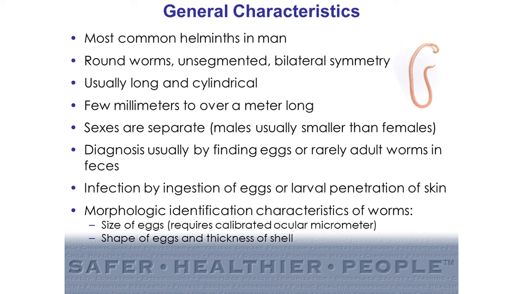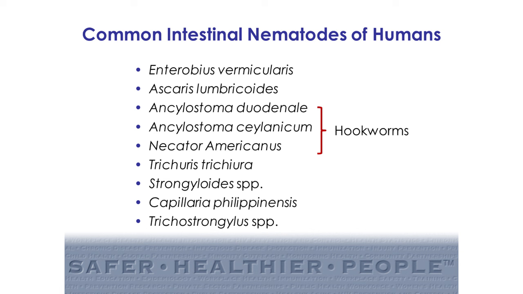An infection with nematodes is acquired either by ingesting eggs or by larval penetration through the skin. The eggs are identified by their size, their shape, thickness, or color. The phylum of nematodes is the second largest phylum in the animal kingdom. It includes up to 500,000 species. Fortunately, most of these are either free living in nature or they are animal parasites that do not infect humans. The list in this slide represents the common intestinal nematodes of humans, and these shall be our focus today.